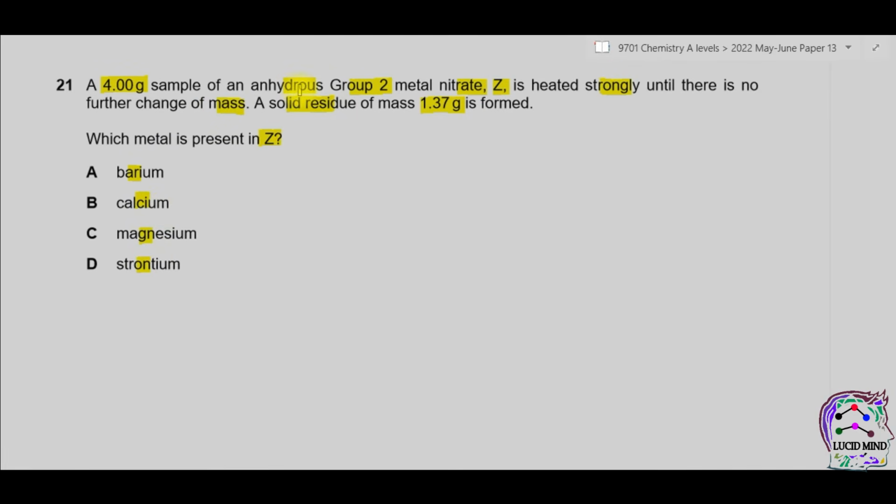So it says we have metal nitrate. So this could be barium nitrate, Ba(NO3)2, calcium nitrate, magnesium nitrate, or strontium nitrate.